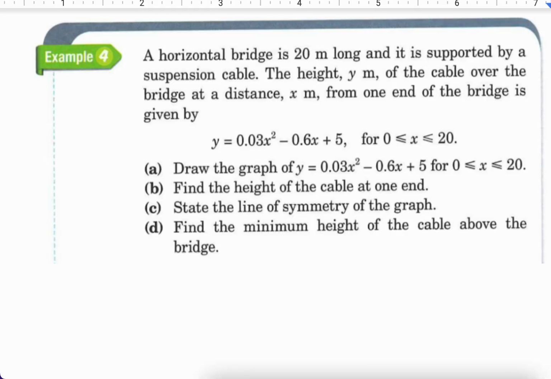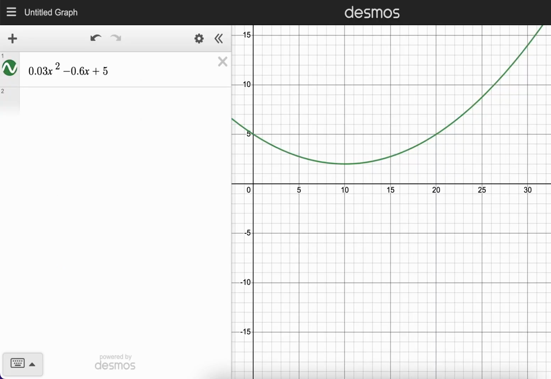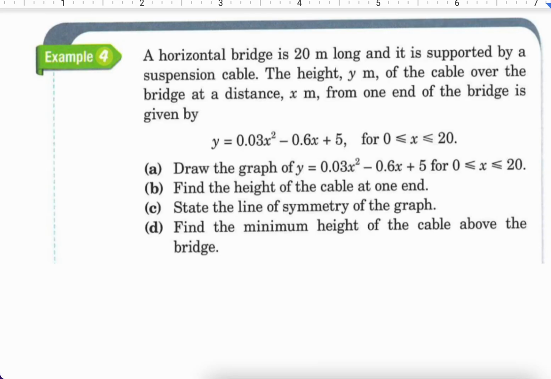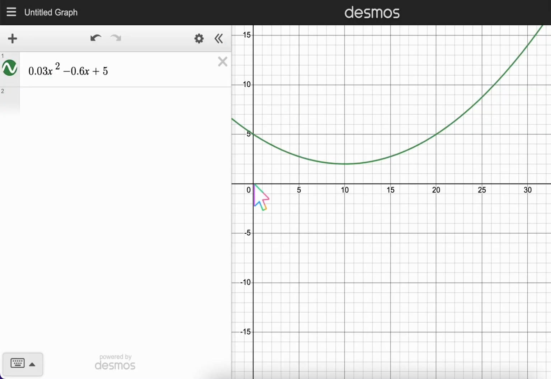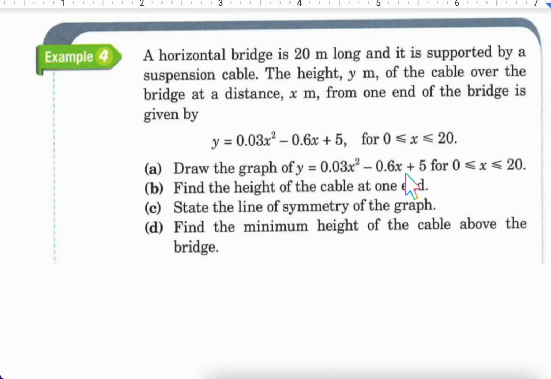Let's see what the problem is asking us. Part B says find the height of the cable at one end. Okay, so at one end, that'll be where x equals 0, because x is the distance from one end of the bridge. Okay, so x would equal 0 and then our height would be 5. So that is the height of the cable at one end.